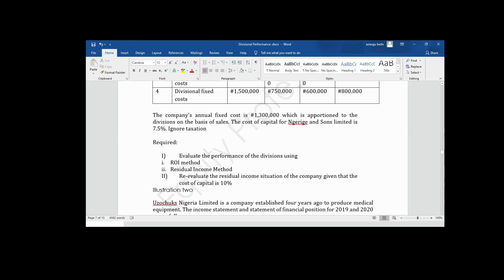Now let's go to this business. The question is very direct. We are to evaluate the performance of the divisions using return on investment method and residual income method. Then we are going to reevaluate the residual income situation of the company, given that the cost of capital is 10%. This question is 100% direct. The examiner gives us all the data required for computation. All right, let's move to the whiteboard. Let's see how far we can go with this question.